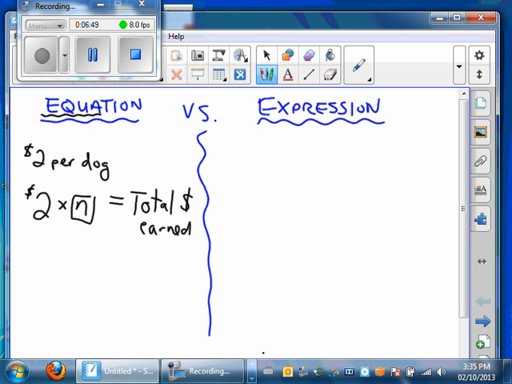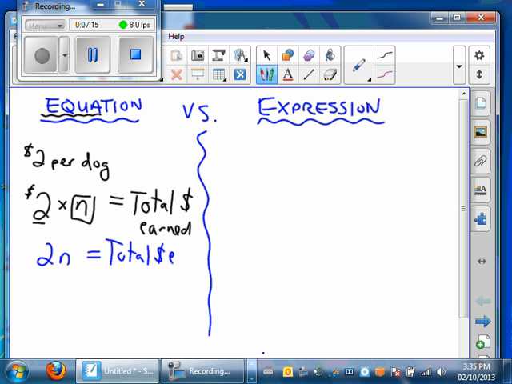Okay, so we know that, we don't know how many hot dogs we're going to sell, but at the end, we can say that we count up the number of hot dogs that we sold, we multiply that by 2, because that's how much we're charging, and that's going to be the total money that we take in. All right, now the way we would write this as an algebraic equation would be like this. We'd say 2n equals total money earned.